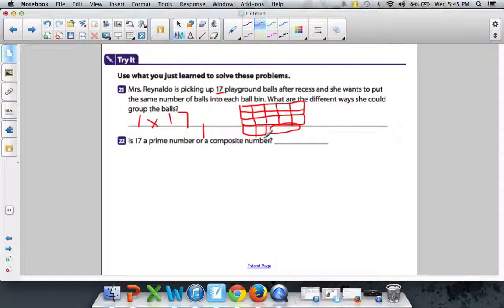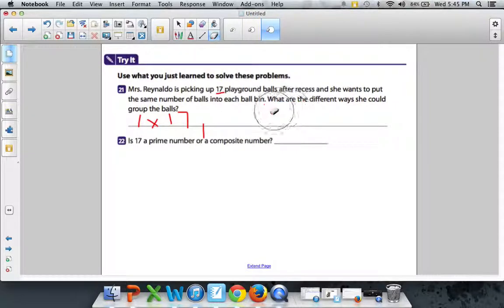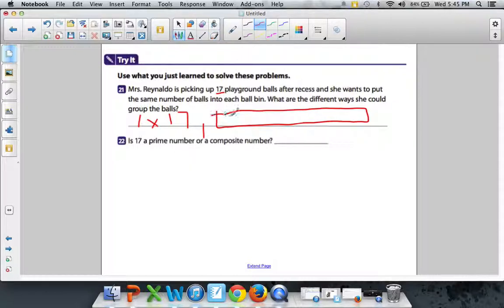No matter what you try to draw, the only way to do it is one line with 17 in a row, just like 1 times 17. That's the only way to do it. And when that's the only way to do it, guess what kind of number it is? It's not composite. It's prime.